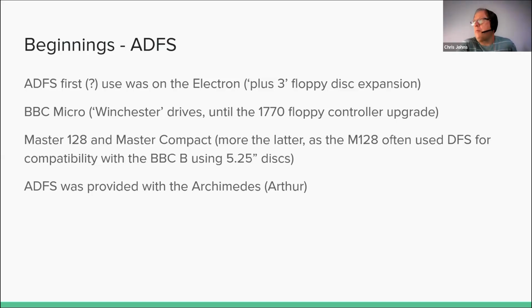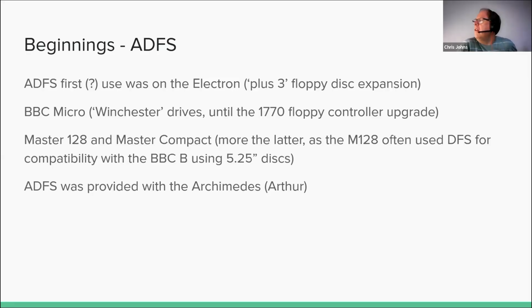But ADFS itself predates RISC-OS by some years. I think it was first seen on the Electron with the +3, which was that big L-shaped thing that you plugged onto the machine, and had a floppy drive on the side. It was also used on the BBC Micro for Winchester, as they're called, hard drives, but not floppy disks until the 1770 upgrade came about, because it needed the double density that chip provided.